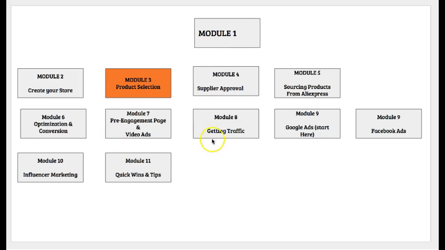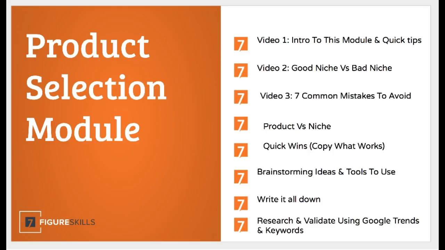We still have several modules to go. Just want to kind of show you where you're at now. So in this section, here's what we're going to be going over. Obviously the intro to the module, which is what we're doing now. Then I'm going to give you some quick tips and suggestions on what to expect, what to avoid. We're going to go over good niche versus bad niche. We're going to cover product versus niche, so you understand that there's niche and then there's a product. They don't mean the same thing.